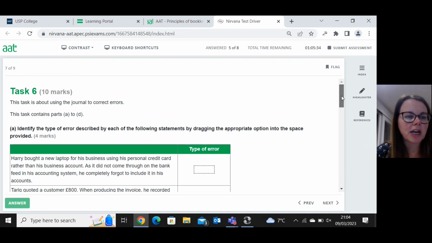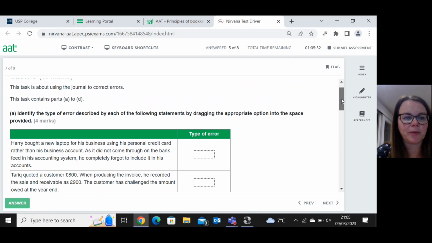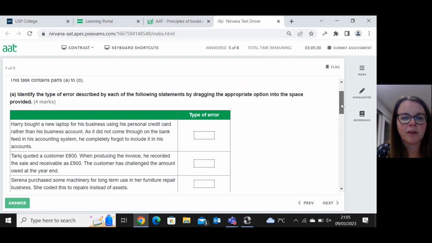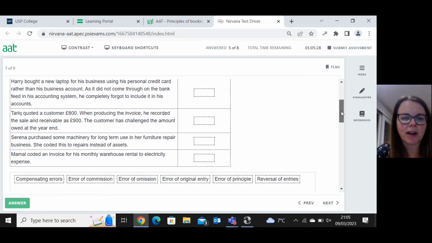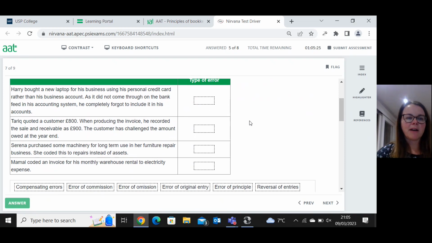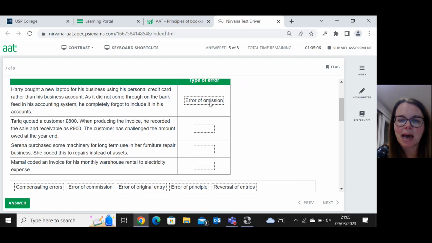Task 6, journals to correct errors. So this is naming the errors, dragging and dropping. So Harry bought a new laptop for his business using his personal credit card rather than his business account. As it did not come through on the bank feed in his accounting system, he completely forgot to include it in his accounts. So it's just not there at all. So that would be an error of omission. It's missed out, and you've got the word miss within omission.